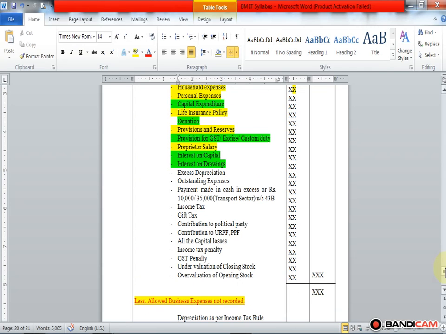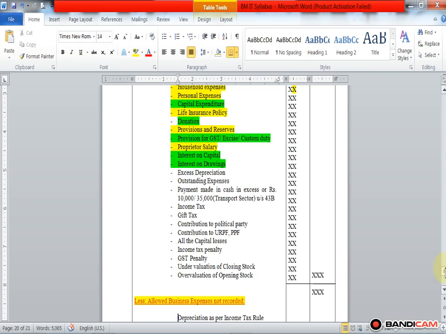यामध्ये काय आहे तर पेमेंट मेड इन कॅश more than rupees 10,000 then this transaction is disallowed. Okay, so if the transaction is more than 10,000, then the concern will give a cross check, and that check is allowed for deduction, but excess or more than 10,000 payment in cash is not allowed in the business. As well as the payment made in cash more than 35,000 in respect of transport sector under section 43B is not allowed as business expenditure. Okay, according to the section 43B.